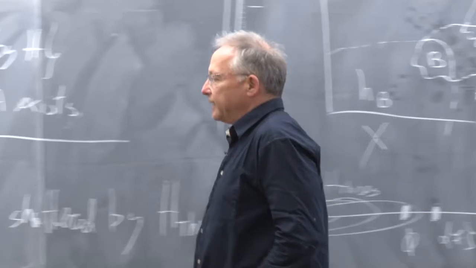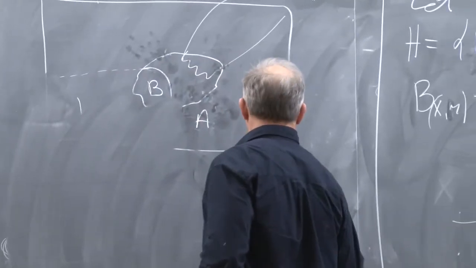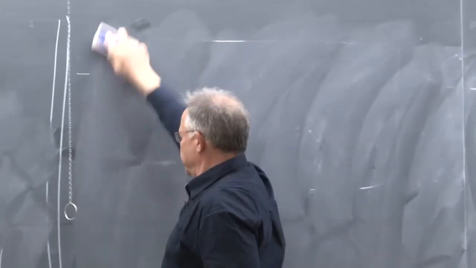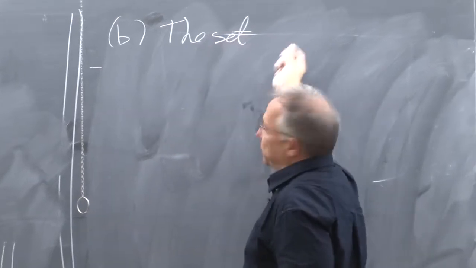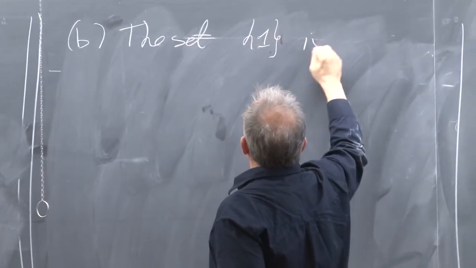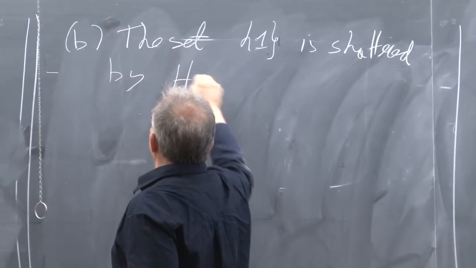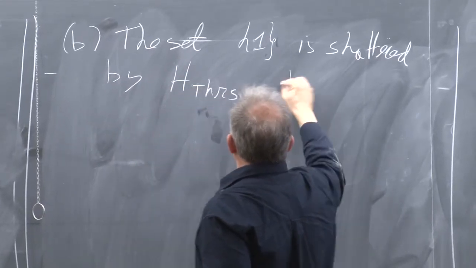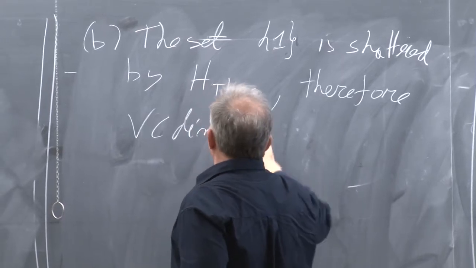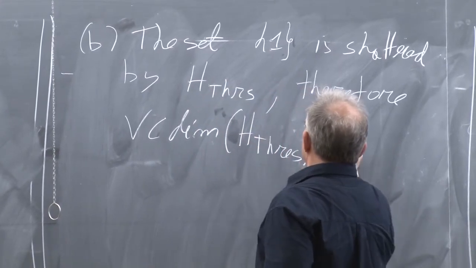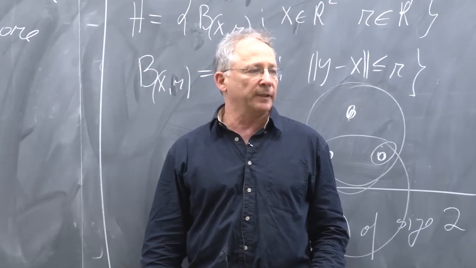Now I have to show you that the VC dimension is exactly 1. So I have to show you a set of size 1 which is shattered. So B, the set, whatever you want, 1 is shattered by H threshold. Therefore, the VC dim of H threshold is at least 1. So I showed you that it's at most 1, I showed you that it's at least 1, so we proved that this is 1.